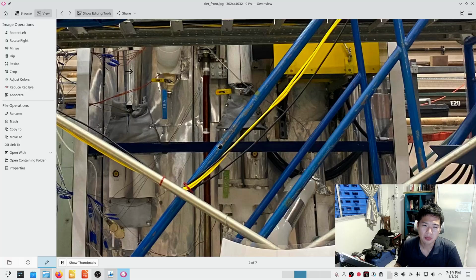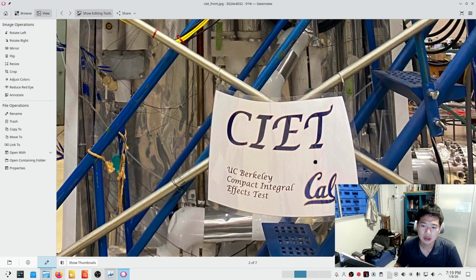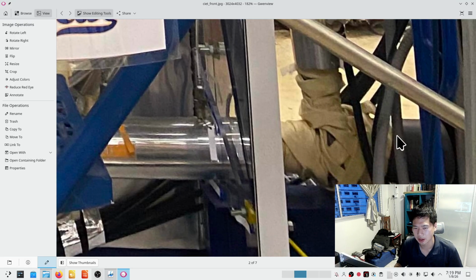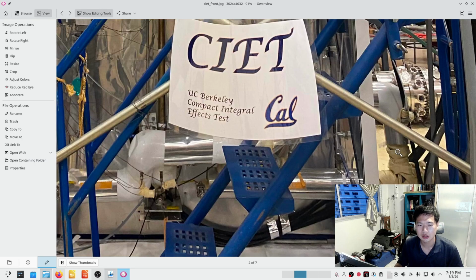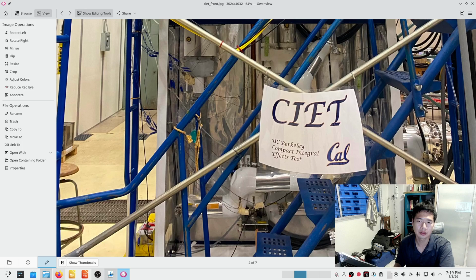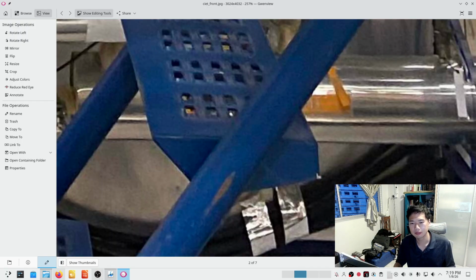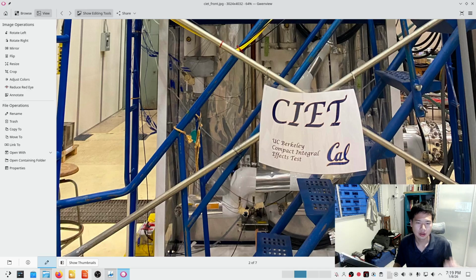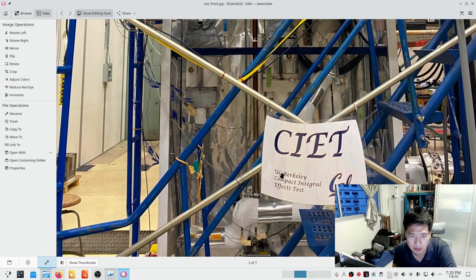There are some other bits of piping as well. The pump for CIET is right over here, though you are barely able to see it. And the electrical supplies for this 10 kilowatt heater are in this black cable insulation right at the bottom. At that time, it was only possible to heat this heater up with only 10 kilowatts of power.